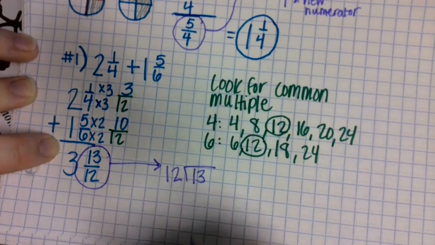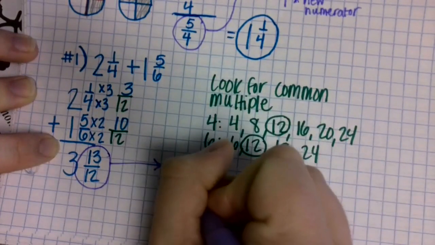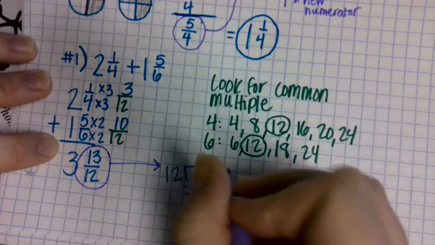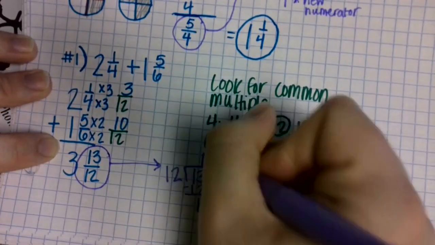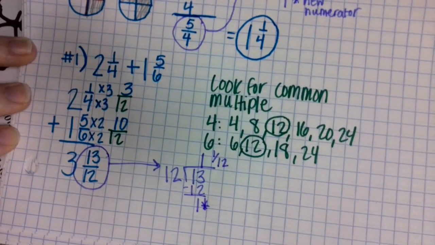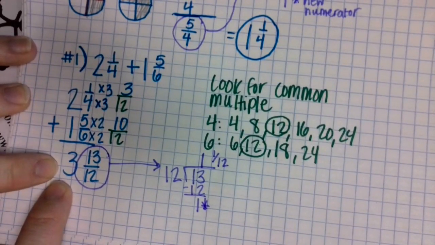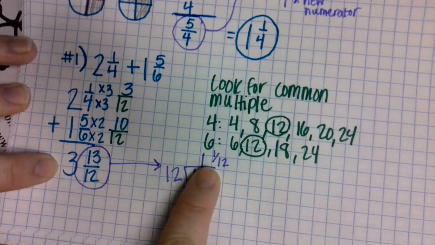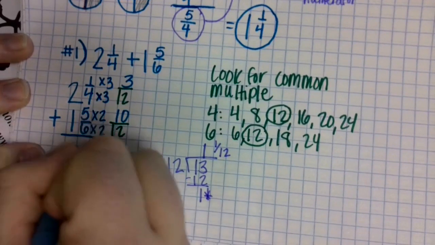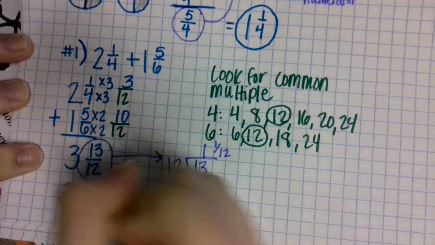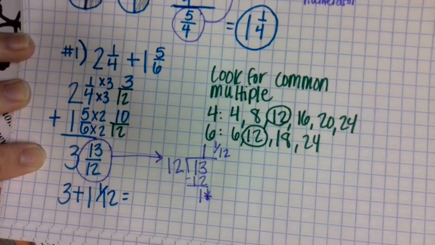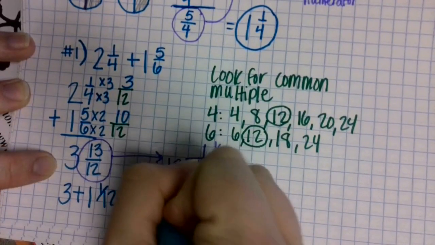12 goes into 13 one time. 1 times 12 is 12. Subtract, we get 1. This is my new numerator. So I get 1 and 1/12. Now I've got to take this 3 and join it with 1 and 1/12. To remind yourself to do this, you can write it like this to help you remember that we need to add those together. But my answer is 4 and 1/12.